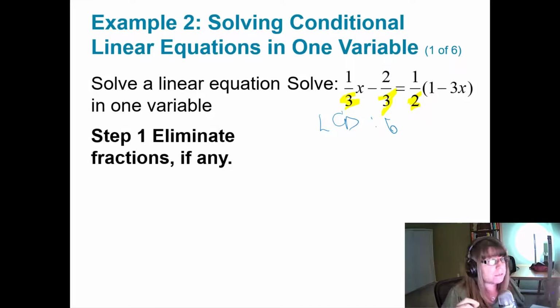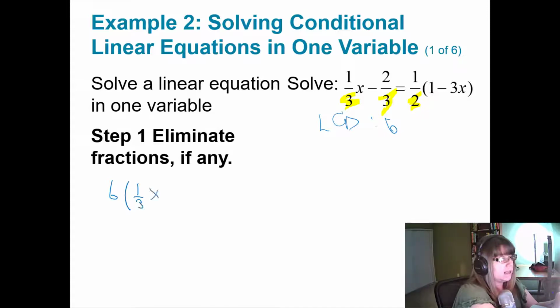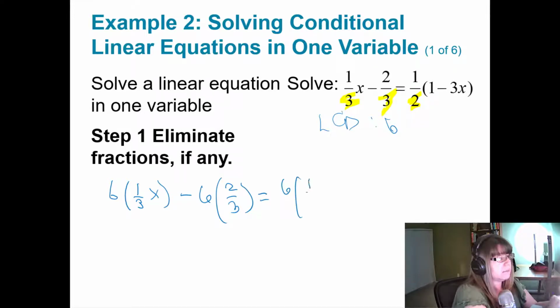Now I'm going to multiply each of the fractions, each of the terms, by 6. So 6 times 1/3 x minus 6 times 2/3. That equals 6 times 1/2 times 1 minus 3x.